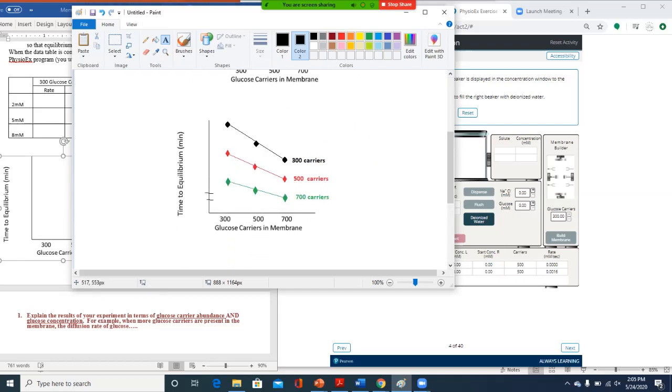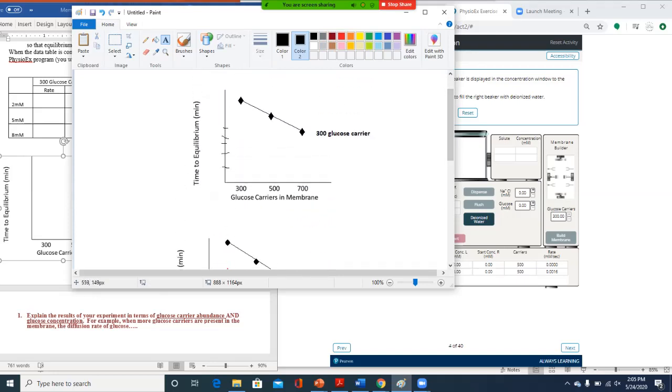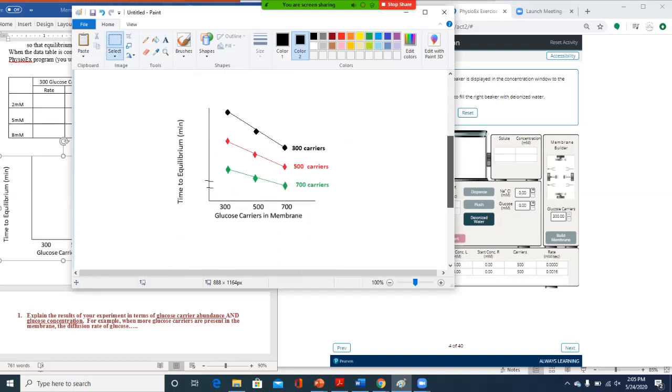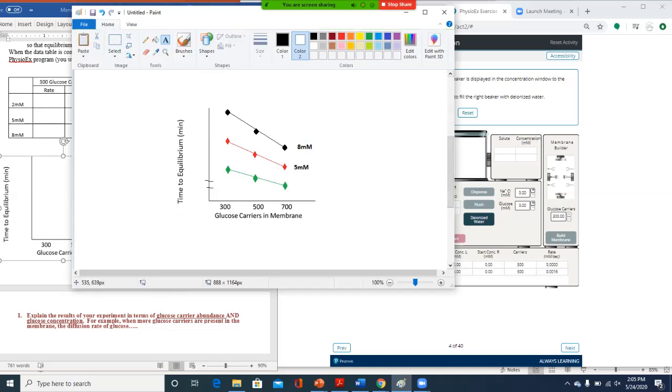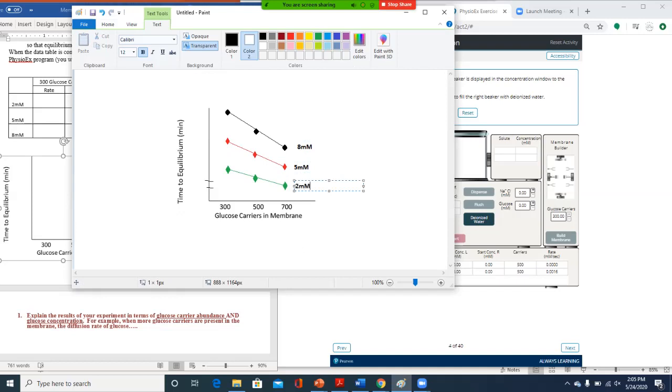Make sure that you graph the number of carrier proteins and, actually, sorry, that would not be the carrier proteins. Instead, sorry, this would be 8 millimoles of glucose. This set of data would be 5 millimoles of glucose, and this would be 2 millimoles of glucose.